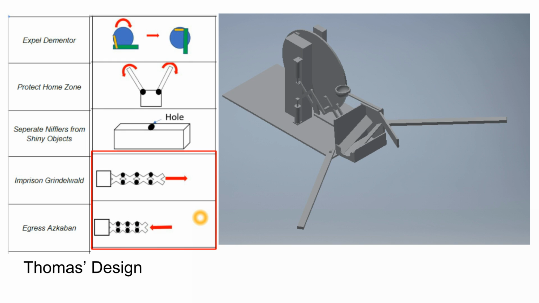Third, we have Thomas' design. What makes this design key? What's key about this design is the use of the scissor arm. The scissor arm is a very complex system, but it's useful because it can complete two tasks at once. It can both close the gap by stretching itself from the start zone to Azkaban, and it can also be tilted up to perform the task of imprisoning Grindelwald.